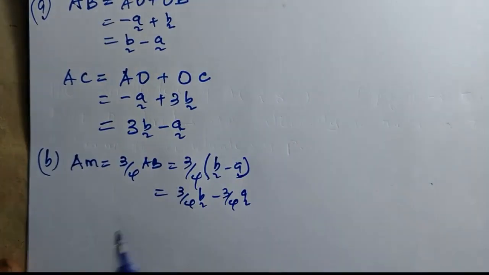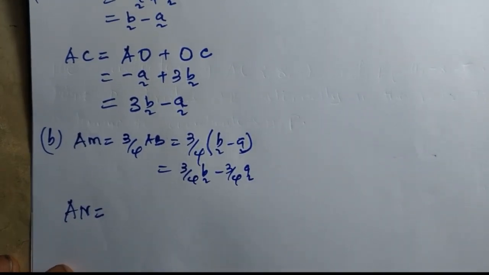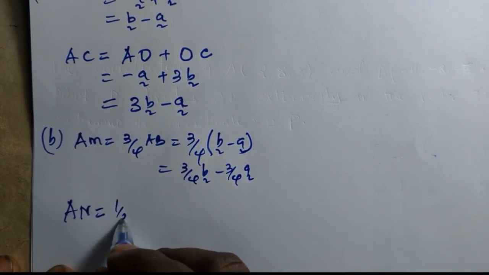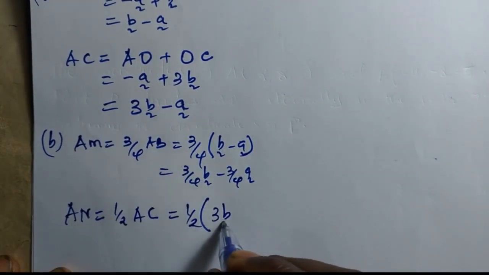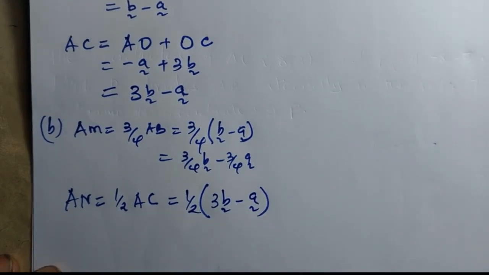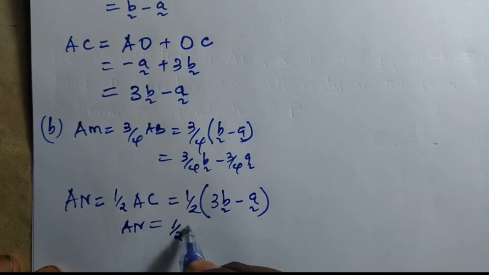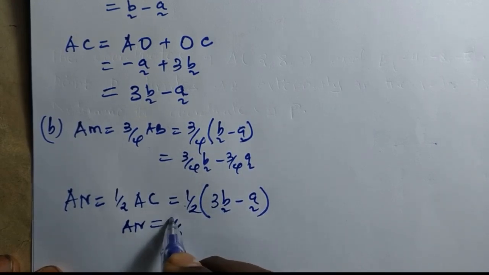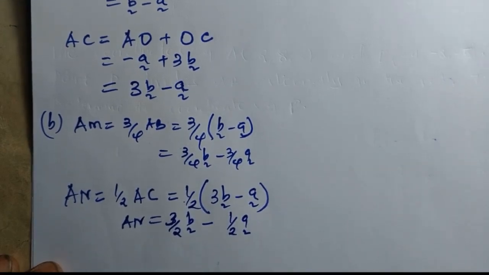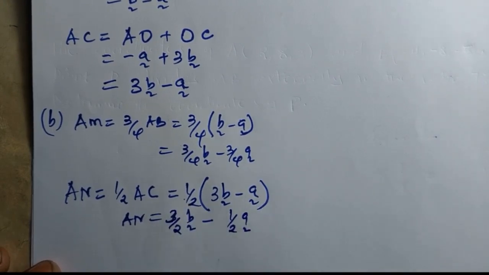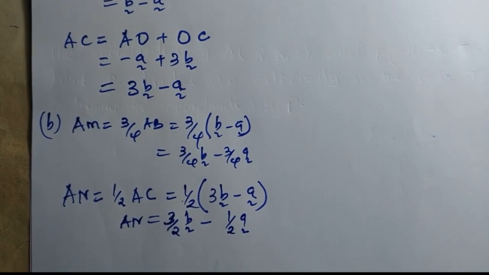And AN is equal to a half AC. We have AC, which is 3B minus A, meaning that AN is equal to a half times 3, that is 3 over 2B minus 1 over 2A. That is our AN. You multiply this times everything inside. Very nice. So once we have expressed it that way, we need now to express OM and ON. Now, how do we get ON? So let's go back here.